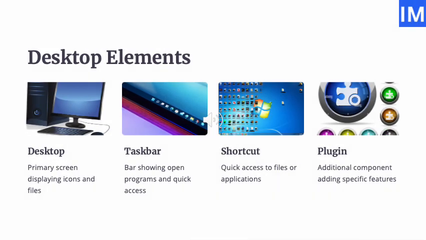As we continue learning IT software vocabulary, let's talk about desktop elements. What is a desktop? The primary screen displaying icons and files. The desktop is what you see. It is your computer's primary screen that displays the icons and the files. And then we have a taskbar. The taskbar shows open programs and provides quick access to others. And then a shortcut. The shortcut offers fast access to specific files or applications.